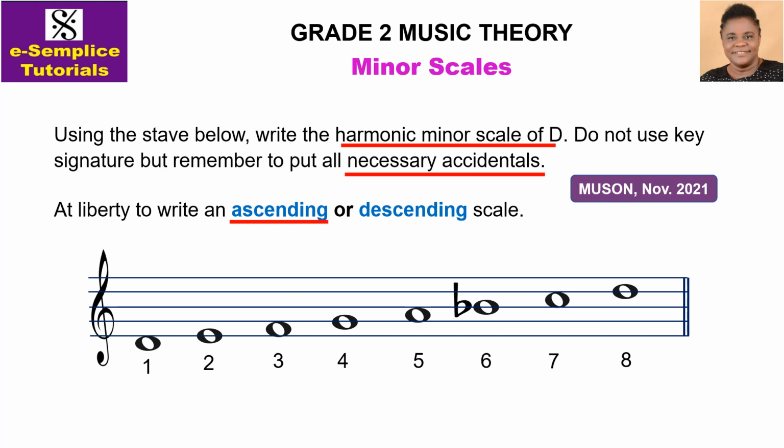Next, to reflect on the scale is the harmonic character. A scale is said to be harmonic when the 7th note is raised. So we need to raise the 7th note. And raising the 7th note simply means adding a sharp to it. With that, we have fulfilled all the conditions required by the question.